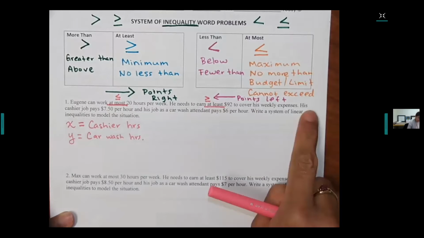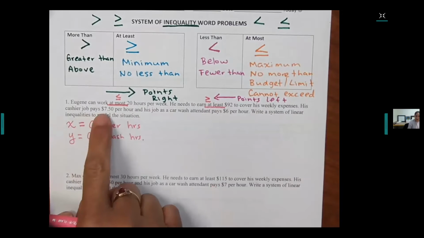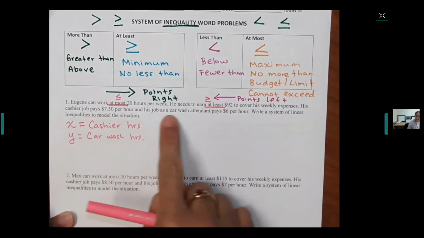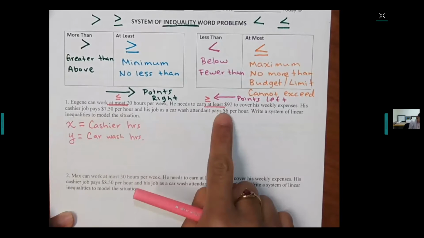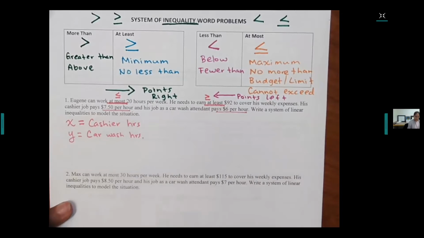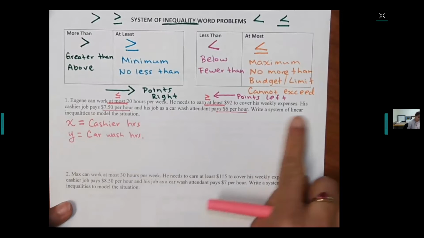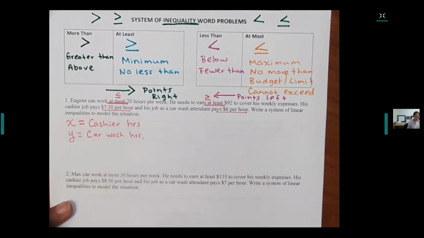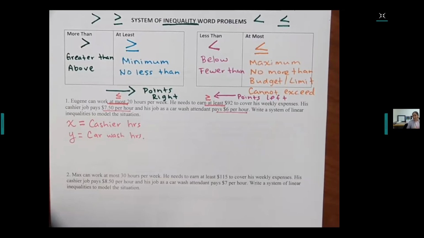Then we know that his cashier job pays $7.50 per hour, and his job as a car wash attendant pays $6 per hour. So these right here are important because they are my rates for each type of job. Okay. And then, so now we need to write a system of inequalities. So once you get to the system, guys, remember what we told you last week? This is all about grouping the information that goes together, right? So money goes with money, and then quantities or amounts of hours, in this case, goes with numbers of hours.